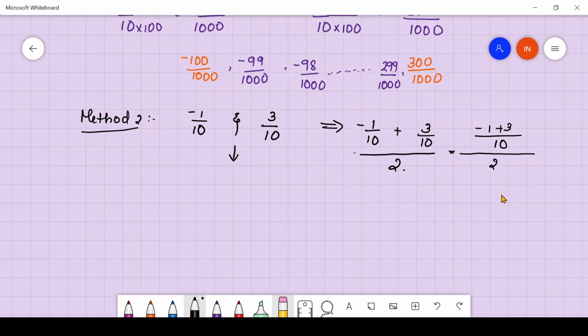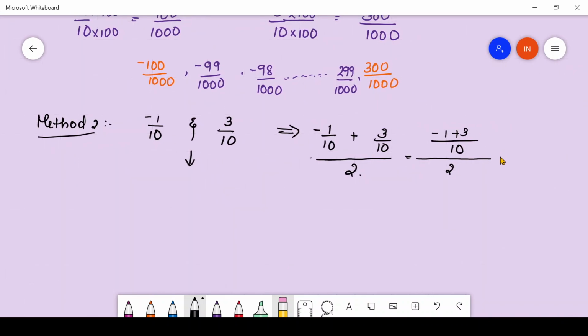Now we are going to solve this. You know how to solve this, right? Negative 1 plus 3 is 2, so 2 by 10. This 2 means 2 by 1, right? So how do we divide this? Take the reciprocal and multiply. So we will get 1 by 2. Now we are going to cancel, so you will get the rational number 1 by 10, right? So now we got a rational number between negative 1 by 10 and 3 by 10, which is 1 by 10, correct? Now we got one and we need more.